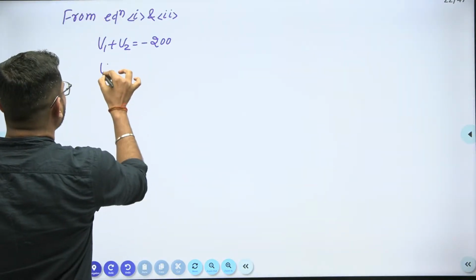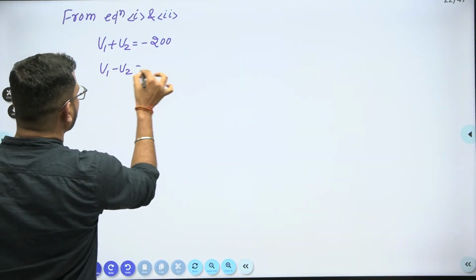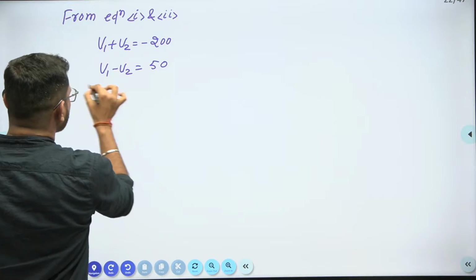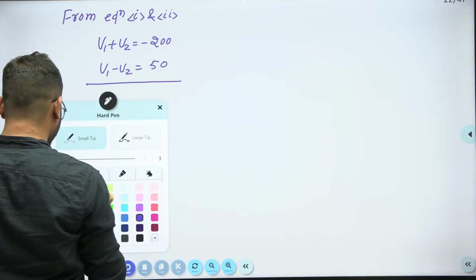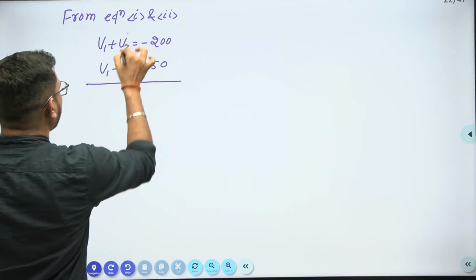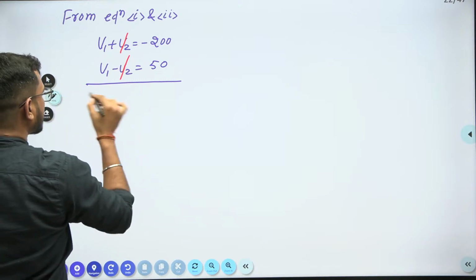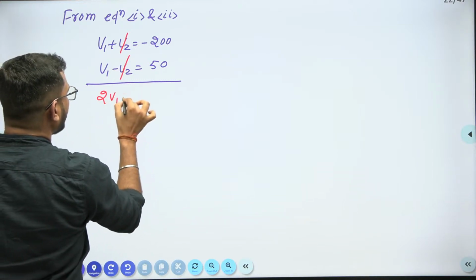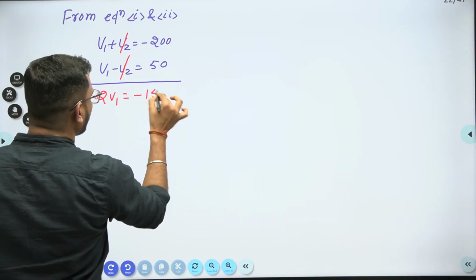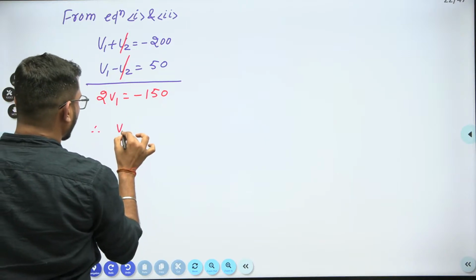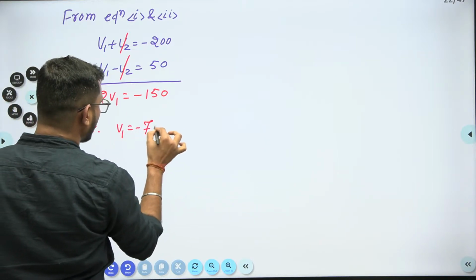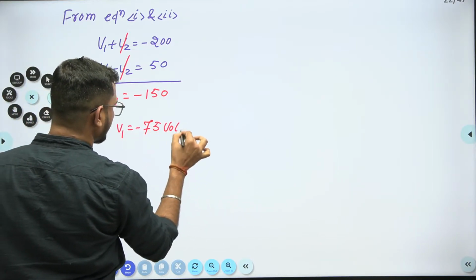So this is V1 minus V2 is equal to 50. So just tell me what value we have, guys. By adding, this will cancel out, so we can write 2V1 is equal to minus 150, guys. Therefore, we can write V1 is equal to minus 75 volts.